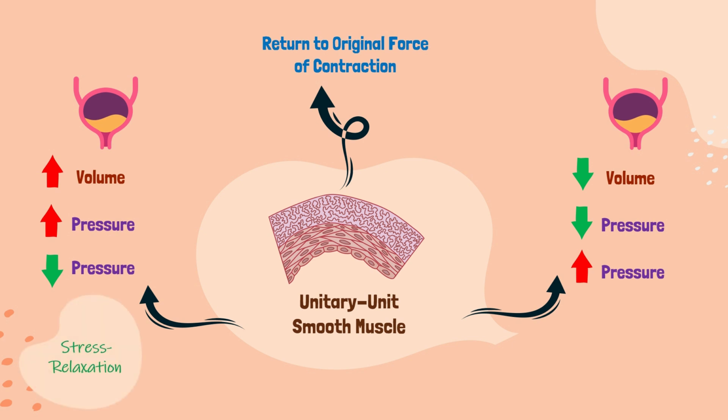These phenomena are called stress relaxation and reverse stress relaxation. Their importance is that except for short periods, they allow a hollow organ to maintain about the same amount of pressure inside its lumen, despite sustained large changes in volume. This was all about this section. In our next section, we will talk about regulation of contraction by calcium ions.